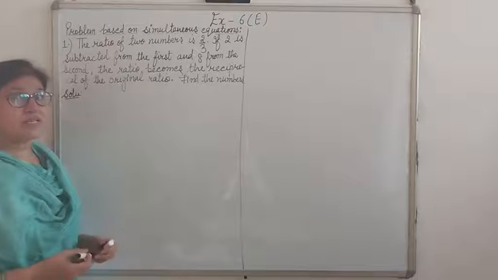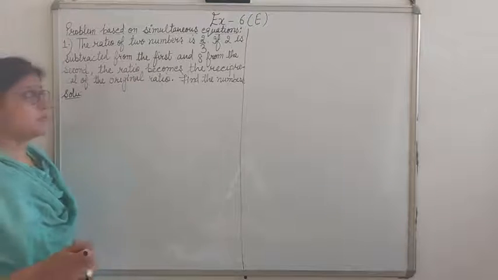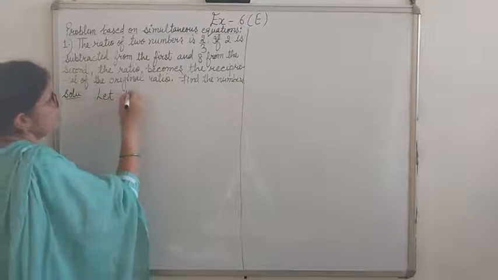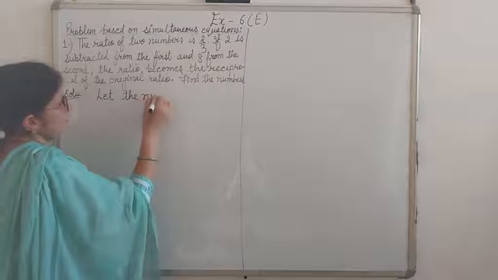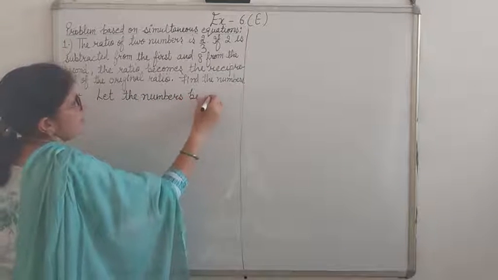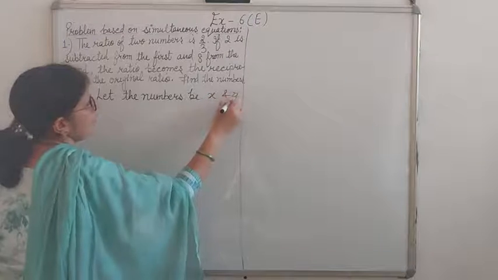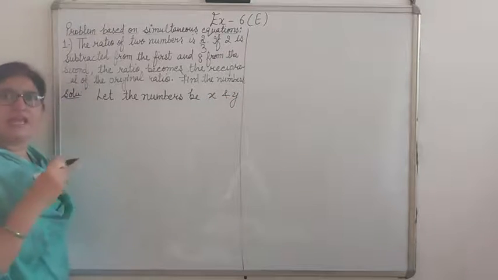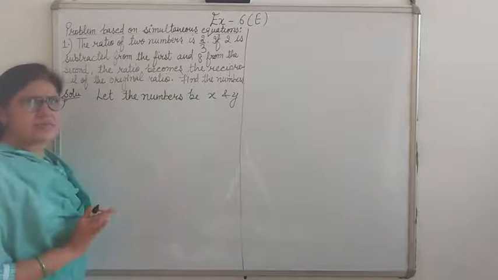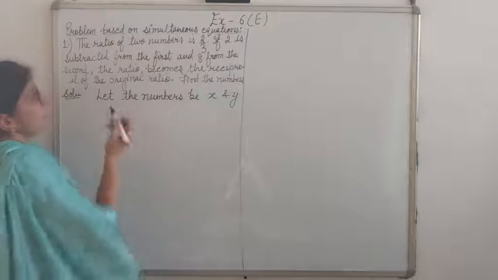So from our own side we suppose two numbers. Let the numbers be x and y. You can take any two variables. You can take a, b, c, d. It is up to you. But basically we are taking x, y. Okay. Now what is asked?